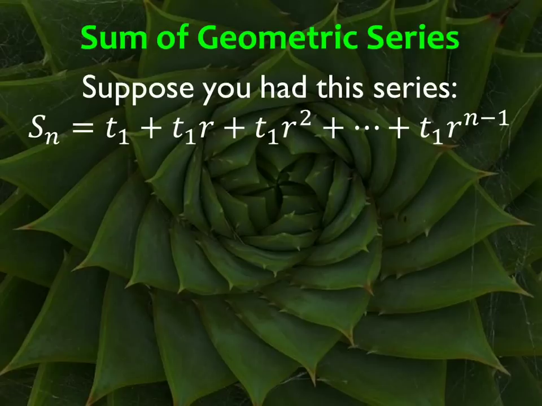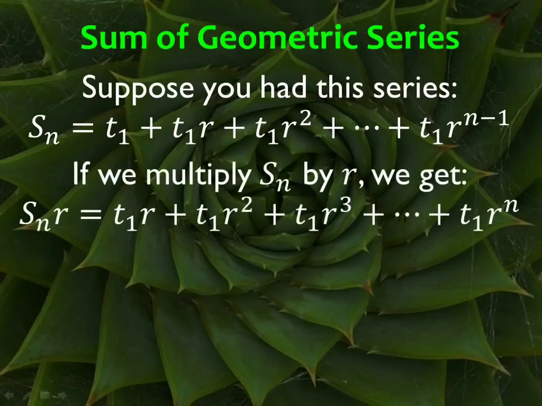Suppose this was your series: t1 plus r times t1 plus r squared times t1, which is basically what t3 is, all the way to t1 times r to the n minus 1. If you remember, t1 times r to the n minus 1 is the nth term of any geometric series. Let's multiply the entire series by r. So now our first term becomes t1r, our second term becomes t1r squared, and so on until we get the last term, which is t1 times r to the n.